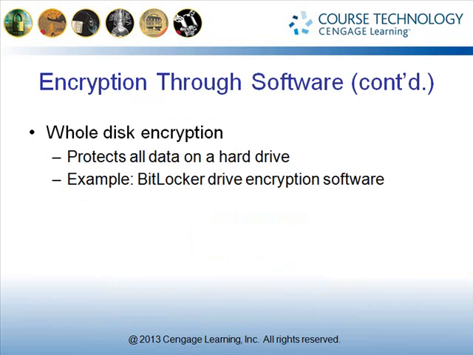Cryptography can also be applied not just to individual files or folders, but to an entire disk, and is called whole disk encryption. One example of whole disk encryption is something known as BitLocker, which is found on Microsoft Windows 7 and Vista operating systems. BitLocker encrypts the entire system volume, including the Windows registry and even any temporary files.